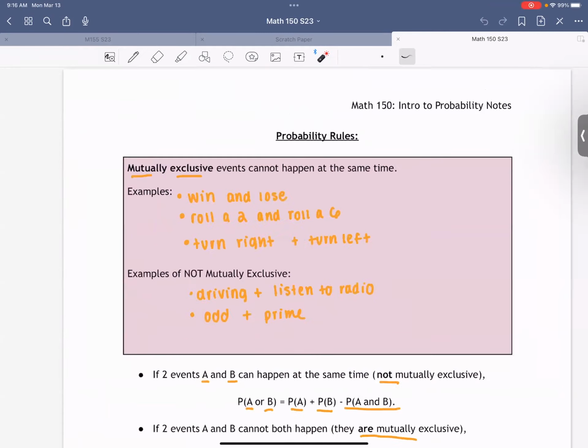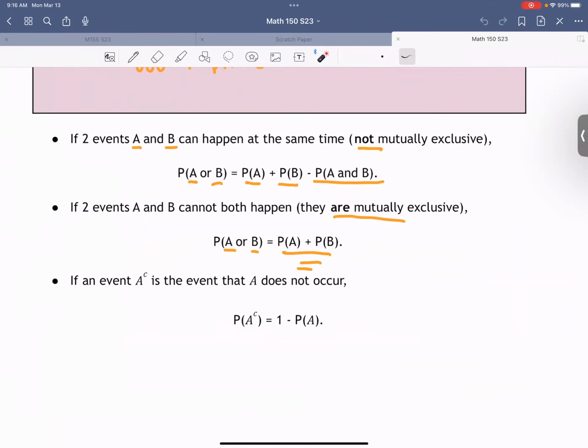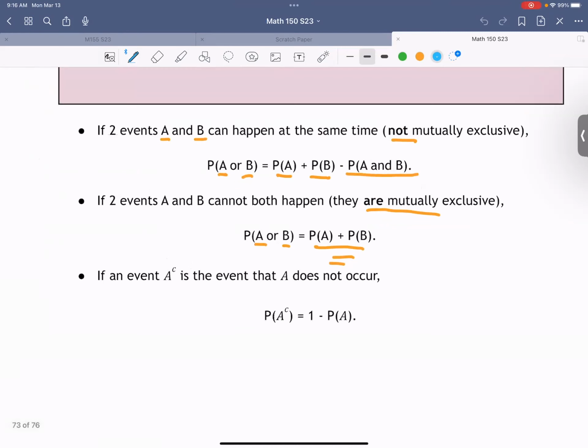So, all right. Based on that word, we have 3 different probability rules. If we have things that are not mutually exclusive, so that means they can happen at the same time, and I want to find the probability of a combination of events, you just add together the probabilities and subtract off where they overlap. If they are mutually exclusive, then you just add together the probabilities. And then I didn't explain the last rule. So let me show you this rule here.